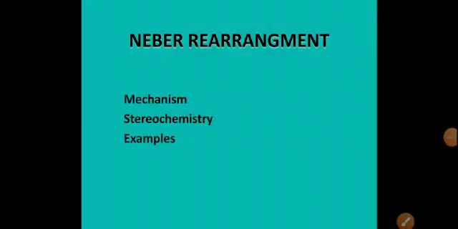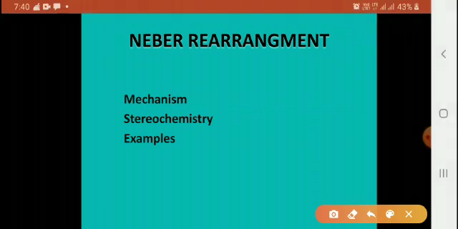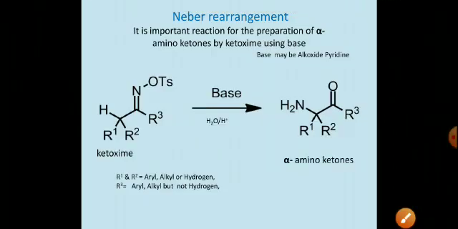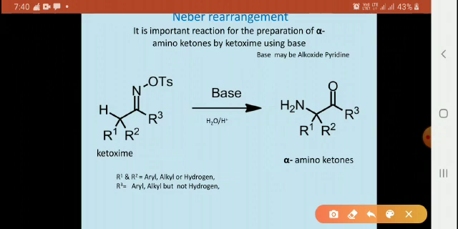Welcome to Rasayan. Today's rearrangement is the Neber rearrangement. In Neber, we will discuss its mechanism, stereochemistry, and a few examples. The Neber rearrangement is an important reaction for the preparation of alpha aminoketone from ketoxime using a base. The base may be alkoxide or pyridine.